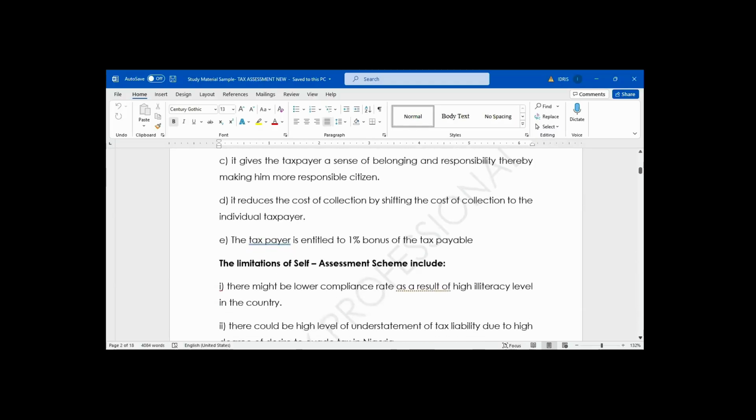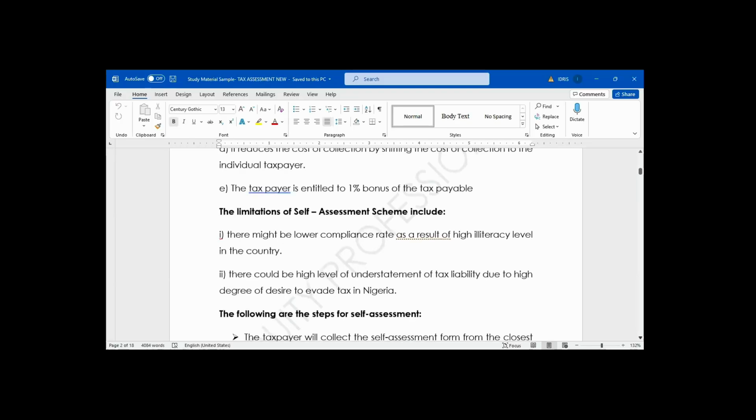What are the limitations of self-assessment? One of the limitations is that there may be a lower compliance rate as a result of the high illiteracy level in the country. If you are asking taxpayers to compute their tax by themselves, the compliance rate will be low, because most of the taxpayers don't know how to compute their tax by themselves and they don't want to spend money to engage tax consultants.